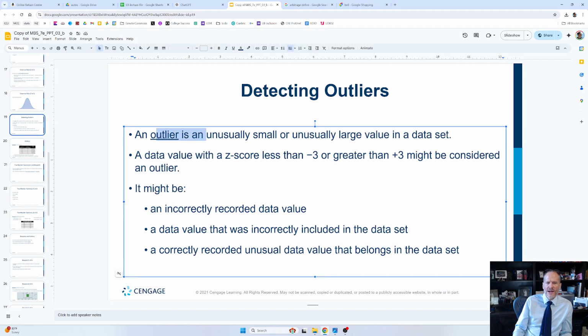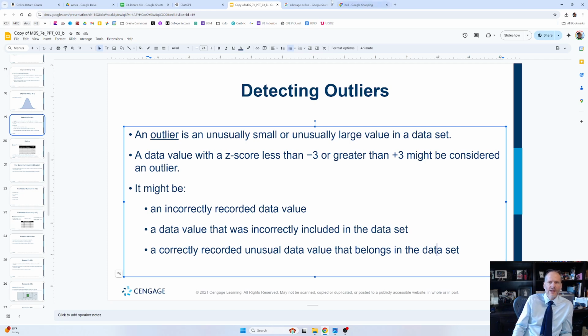I mentioned this already. An outlier is an unusually small or unusually large value in a data set, and a data value with a z-score of -3 or +3 standard deviations away from the mean might be considered an outlier. It might be an incorrectly recorded data value, a data value that was incorrectly included in the data set, or a correctly recorded unusual data value that belongs in the data set, but something we should maybe take a look at. Wow, it's a really different piece of data. How did that student do so well, or whatever? It can bring some insight into it.